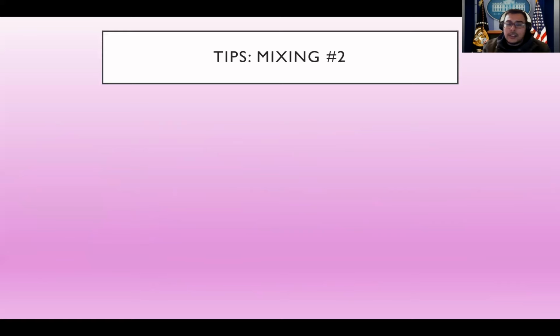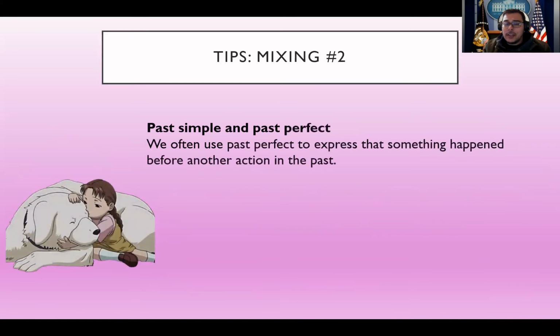So the next part is how to mix past perfect and past simple. For this, we have to remember what we use past perfect for. A lot of what I say right now is going to directly correlate with the past perfect explanation. And that is that past perfect cannot be used on its own. Why? Because it is used to express an action in the past that happened before another action in the past. So both actions are in the past, but one happened before the other one. That is why we always need to join it with past simple.